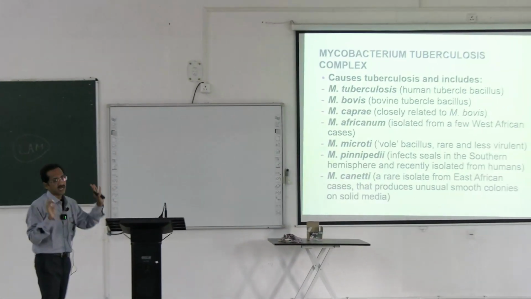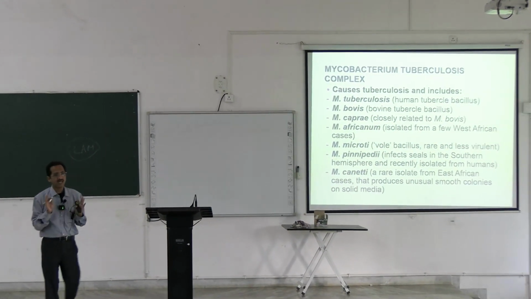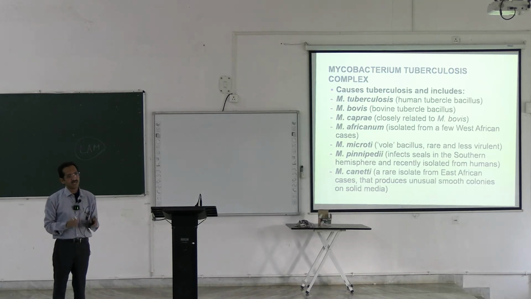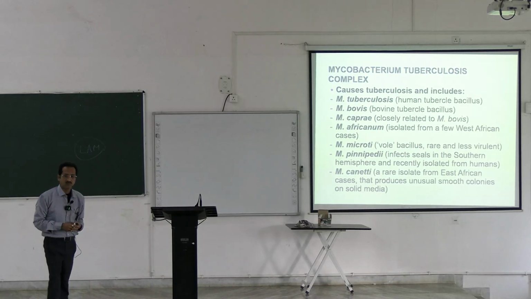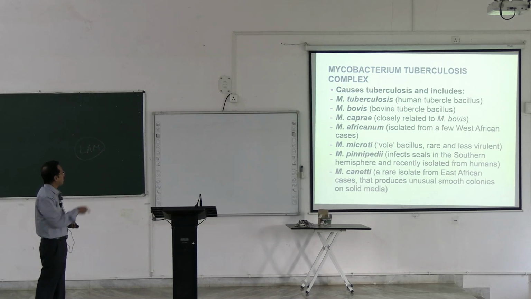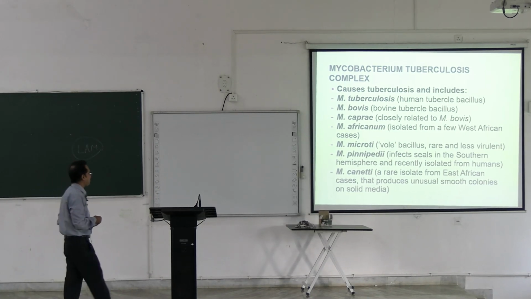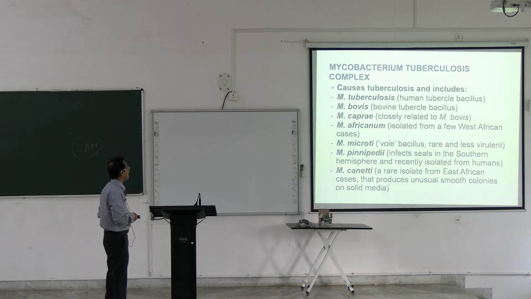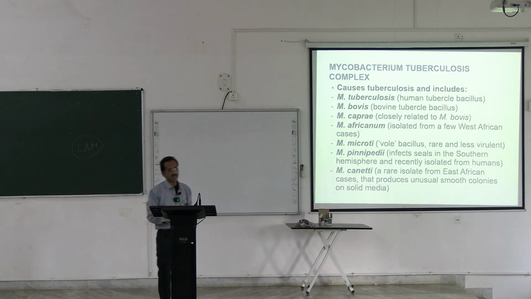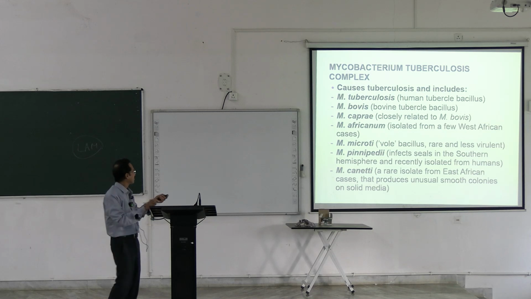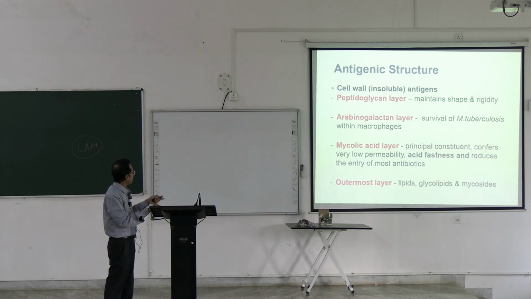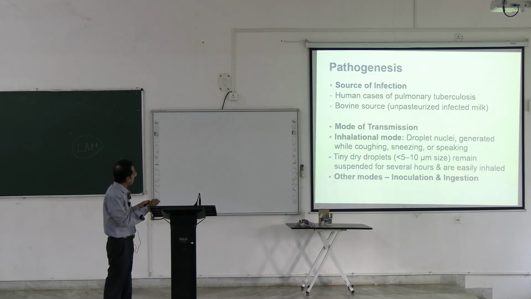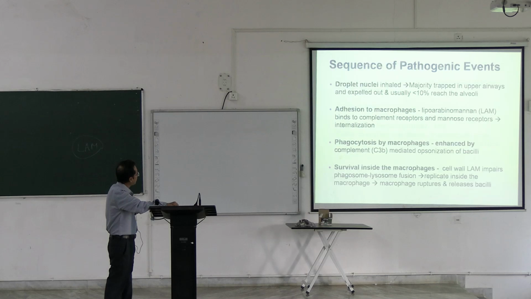You should know these. Mycobacterium tuberculosis complex. What are the mycobacteria that are included in the Mycobacterium tuberculosis complex? Mycobacterium tuberculosis, Mycobacterium bovis, Mycobacterium caprae, Mycobacterium africanum, Mycobacterium microti, Mycobacterium pinnipedii, and Mycobacterium canettii. So these are part of the Mycobacterium tuberculosis complex. Peptidoglycan, arabinogalactan, and these already have been covered. I am not going into these.